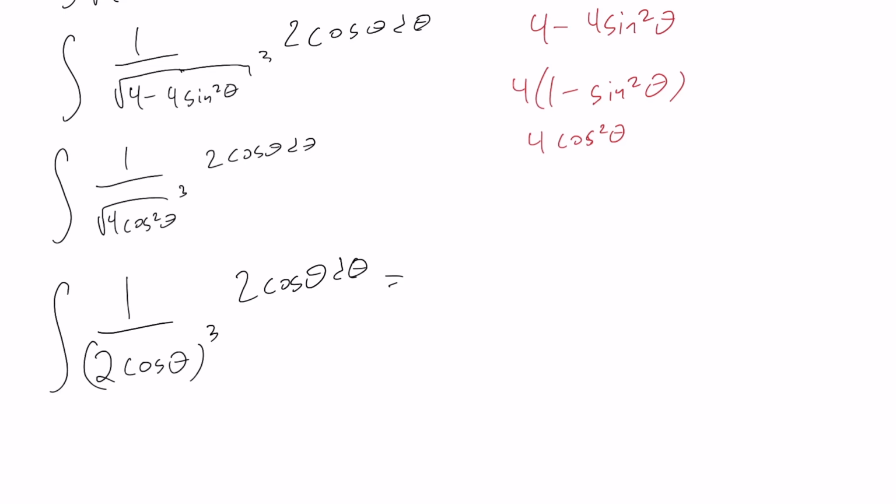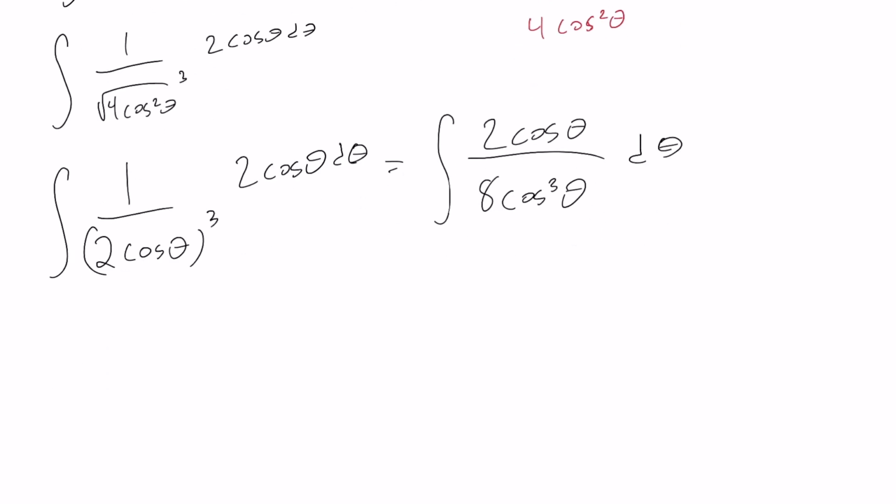So this becomes an integral of 2 cosine theta over 8 cosine cubed theta d theta, which becomes, I guess, 1 over 4 times 1 over cosine squared theta d theta. I suppose I should have an integral there.